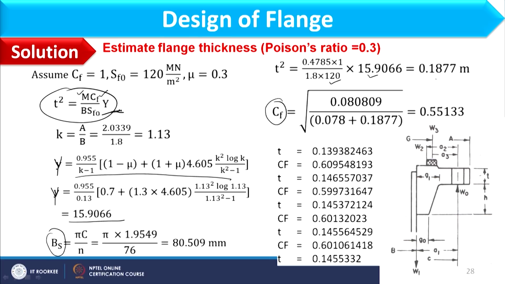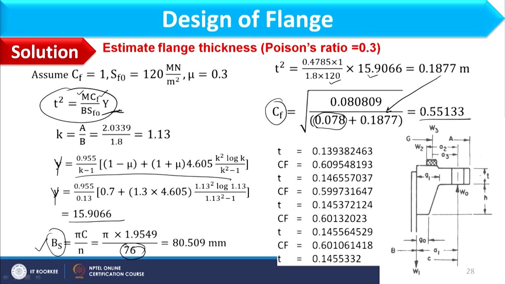So, Bs we have to consider as the revised value, which can be computed by this expression, where C is the bolt circle diameter which we have chosen. So, Bs is equal to pi into 1.9546 divided by n, where n is the actual number of bolts corresponding to 39 into 3 bolts, and therefore, Bs is 80.509 mm. So, that Bs I have kept over here, then this is nothing but 2D, because 39 is there, so 78 mm I can consider as 2D, and this thickness I have considered over here to calculate Cf, and the corresponding value of Cf is 0.5513. Okay.